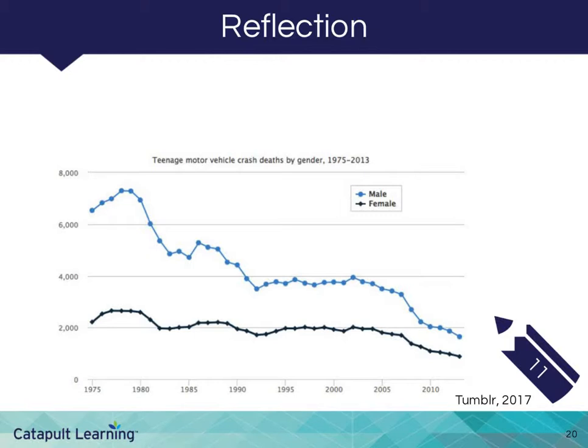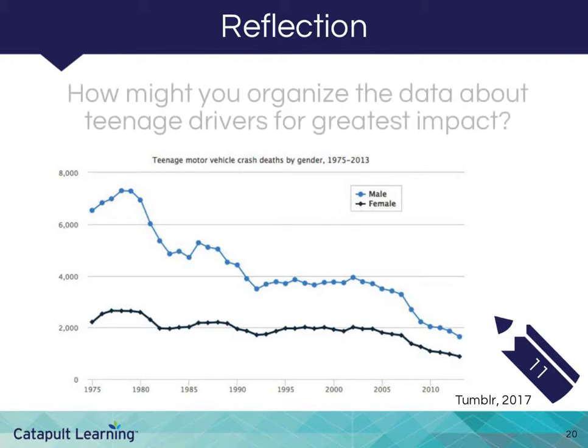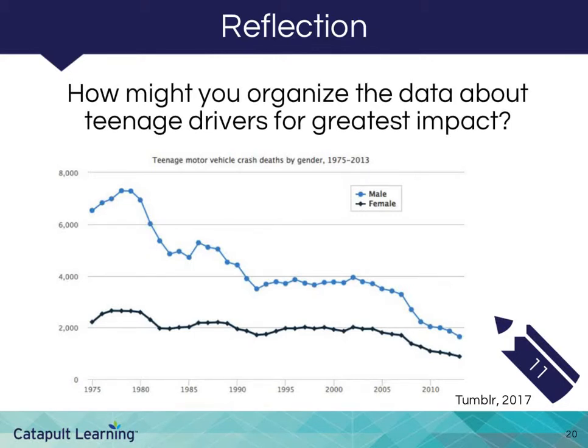What story does it tell you upon first glance? A second read? Look for trends, causes and effects, points of concern, places where action could be taken or improvements made. How might you organize the data for greatest impact?